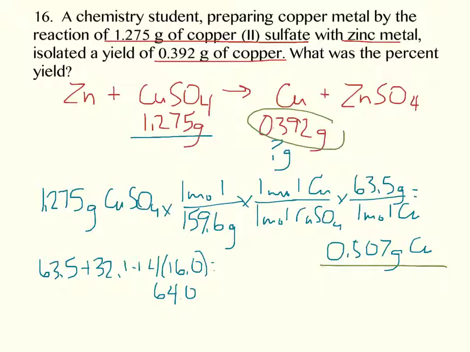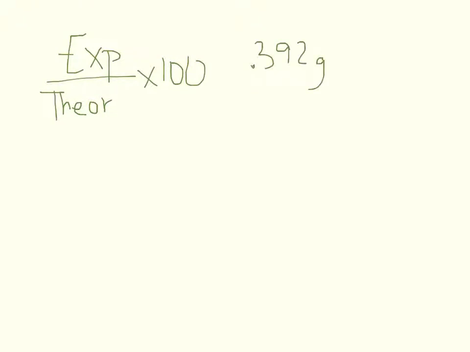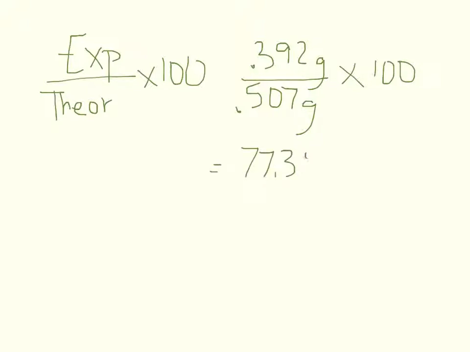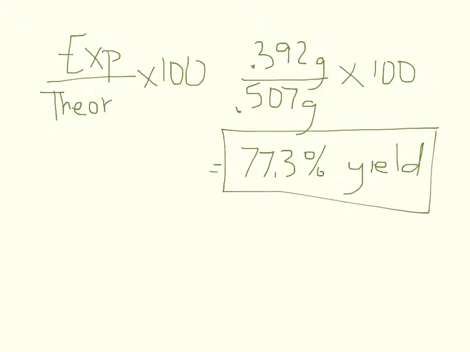So what is my percent yield? Percent yield is the experimental amount over the theoretical amount times 100. The experimental amount in this case was 0.392 grams. That's how much I actually did make. The theoretical is the 0.507 grams, which is how much I was supposed to make from the given original amount, times 100 gives me 77.3% yield. And that's the last one in this section.